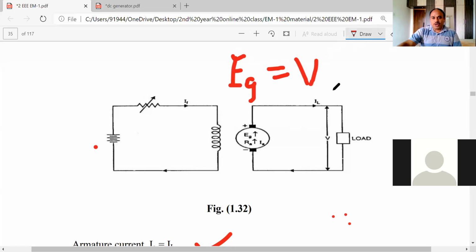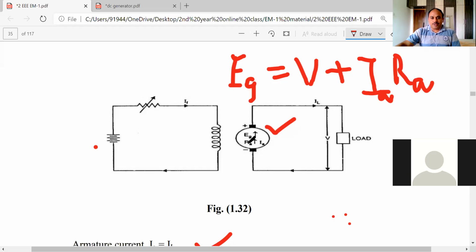plus the voltage drop across the armature resistance, which is IR. Any resistor having resistance R with current I passing through it has a voltage drop equal to IR. The current passing through the armature winding is IA, and the resistance of the armature circuit is Ra. So the generated voltage equals the voltage drop across the load plus the armature resistance drop, IA Ra, because only this IRa drop is across the armature.